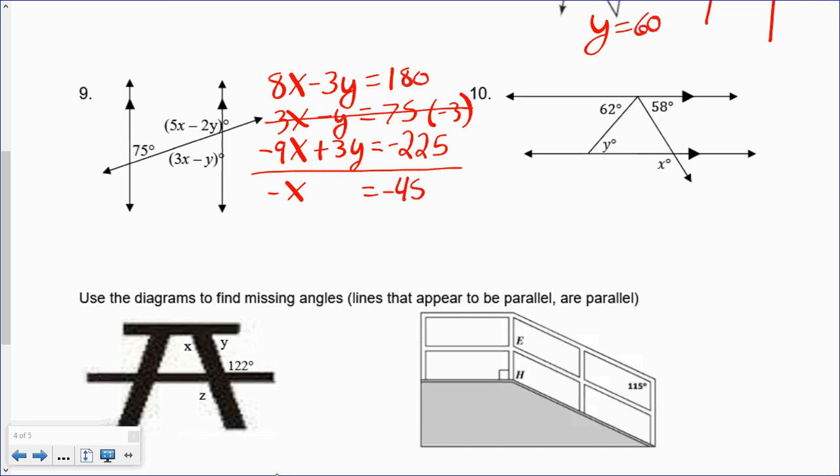So if I have negative x equals negative 45, what's the value of x? 45. Positive 45. So now I solve for y. Plug it in, solve for y. Go ahead. I know you guys know how to do algebra. Guys, solve for y, please.